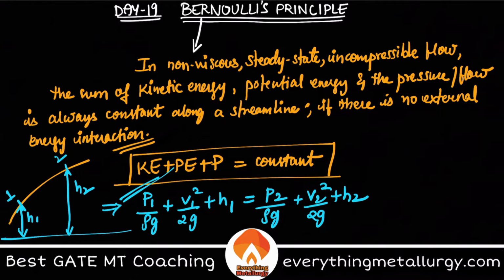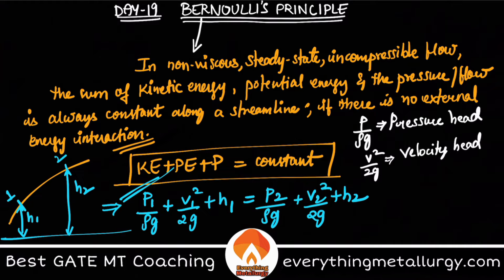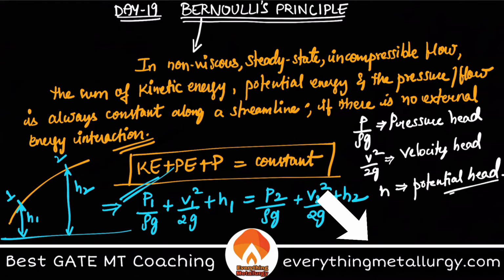This P by rho g is called the pressure head. V square by 2g is called the velocity head, whereas the other one, H, is the potential head. These are the three different components that you usually have, and you can always apply this in any particular application.